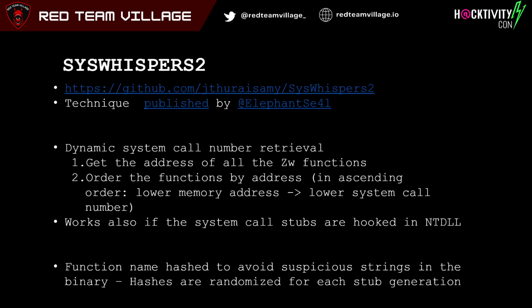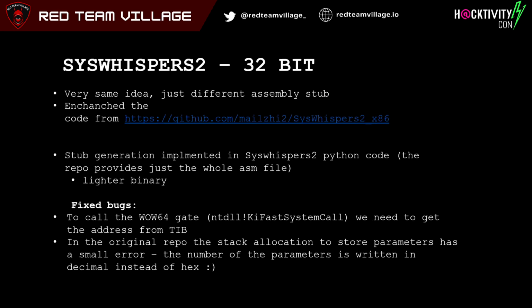Finally, the name of the system call is hashed inside the packed executable in order to avoid the presence of suspicious strings, and those hashes are randomized during each packing process. The source code implementing this technique is available for 64-bit applications only, and since it contains assembly instructions, for 32-bit applications more work is required. So for 32-bit applications, the idea is the same, but the assembly stub must be different.